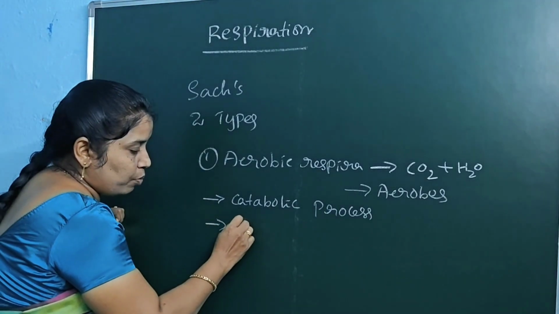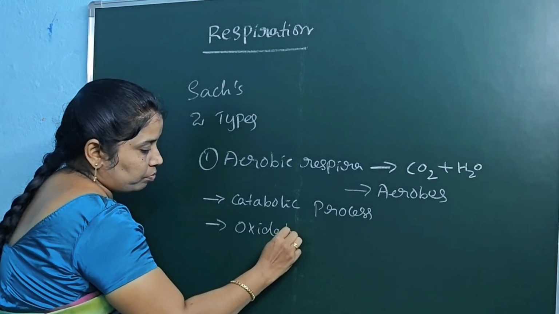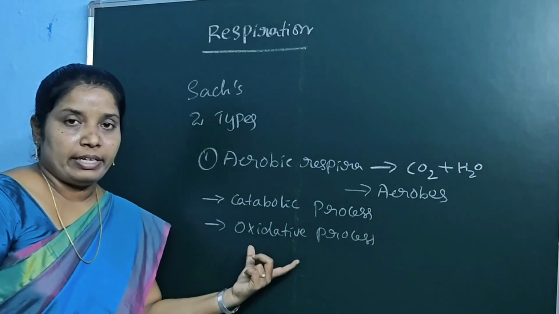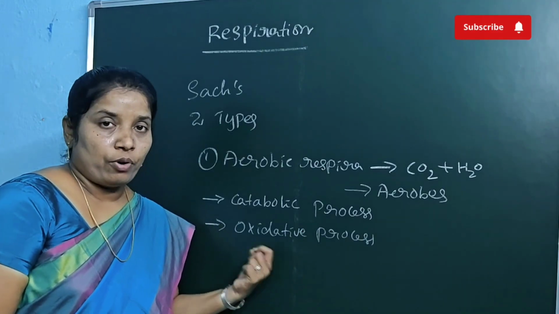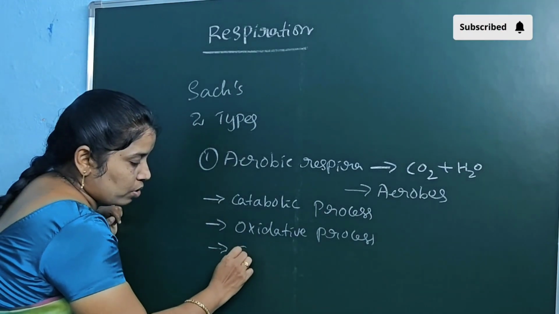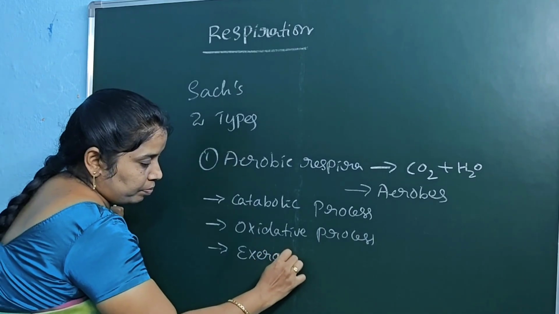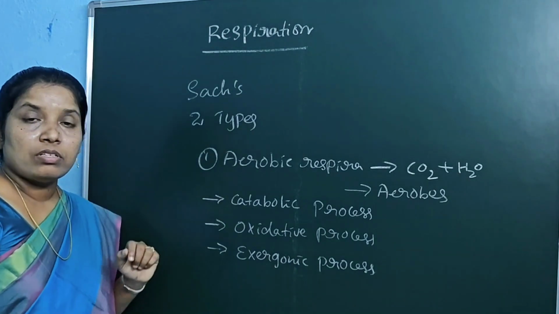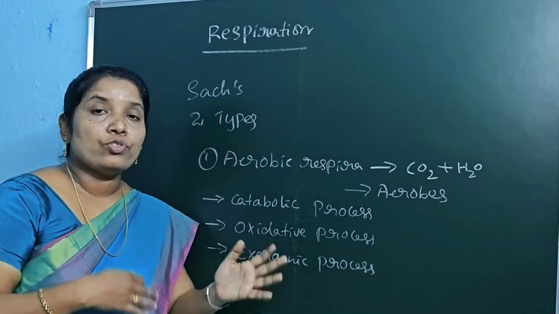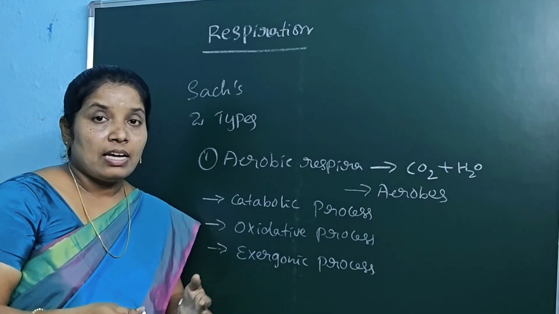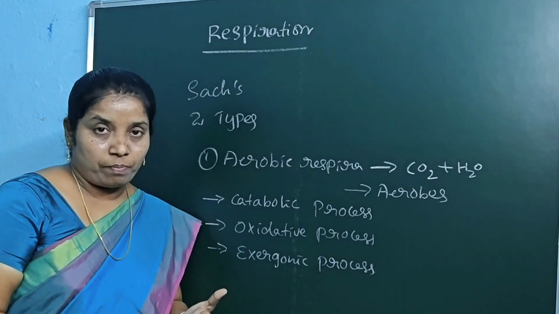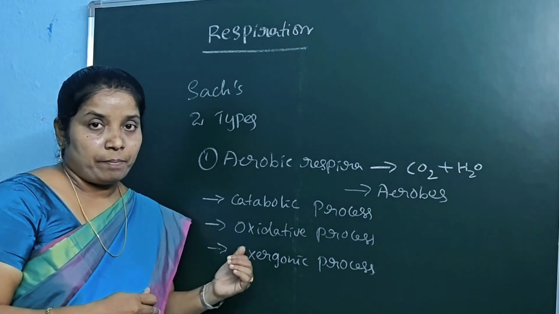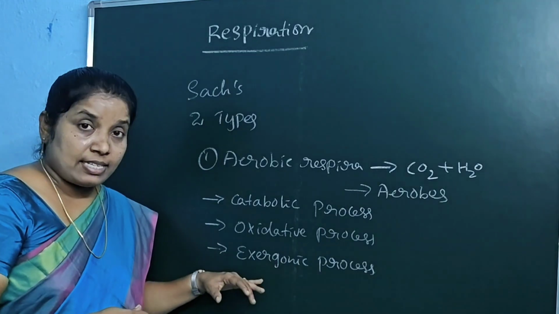It is an oxidative process, because it involves the oxidation of food materials. It is also an exergonic process. Why? Because here the food materials break down into simpler substances, and there we get the energy. The energy released in this reaction is utilized by the cell. That's why this is an exergonic process.